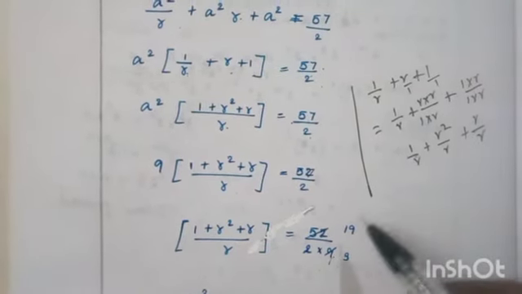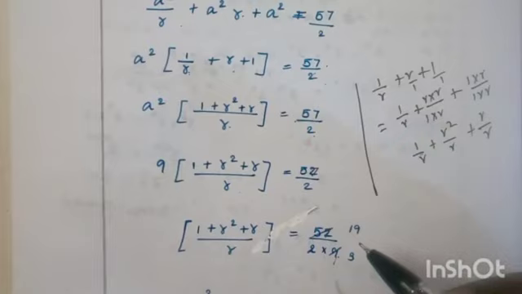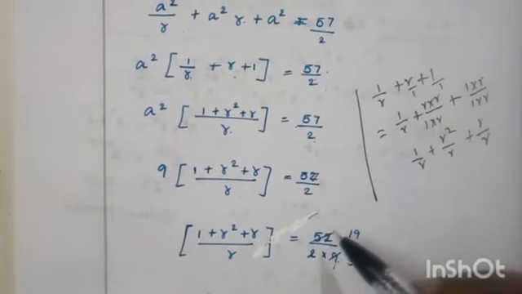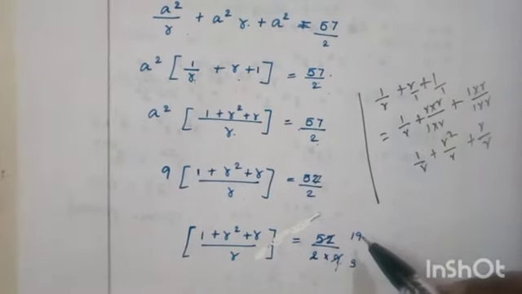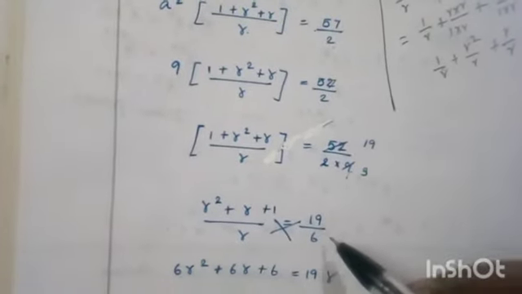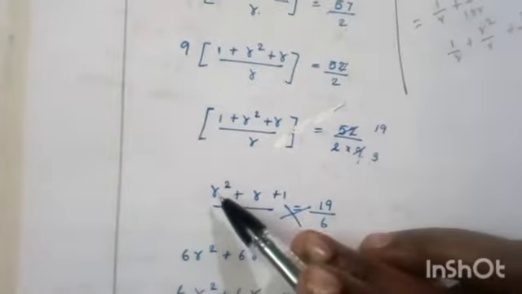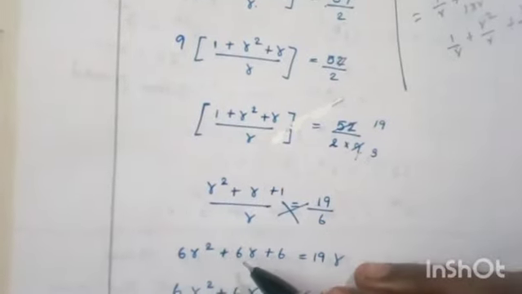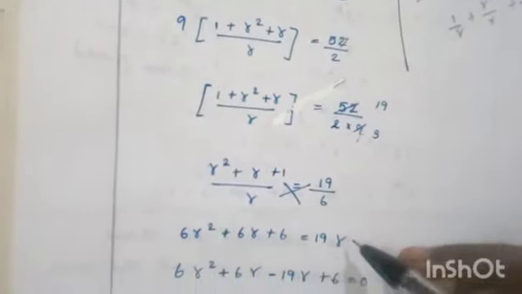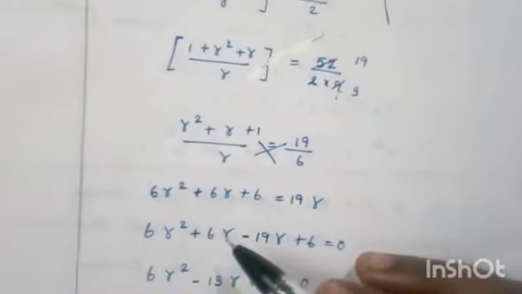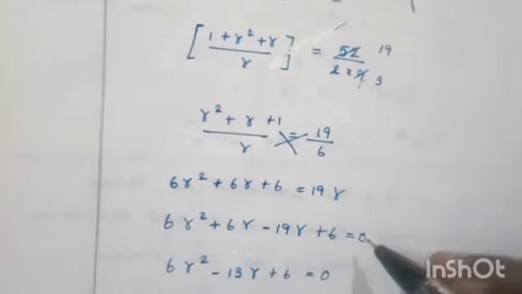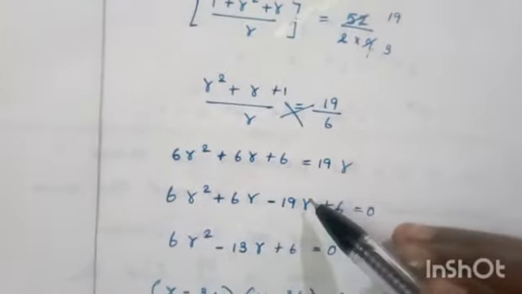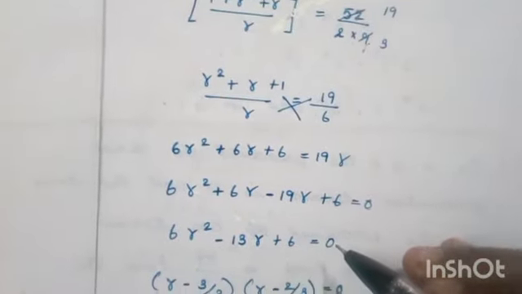So 57, 3 table is possible. 3 3s are 9, 1 3 is 3, balance 2, 9 3s are 27. So 19 by 2 into 3, that is 19 by 6. Now take the cross multiplication, so 6 is common for these three terms: 6 r square plus 6 r plus 6 equals 19 r. Take all the terms to the left hand side: 6 r square plus 6 r minus 19 r plus 6 equals 0. Simplifying these two, 6 r square minus 13 r plus 6 equals 0.